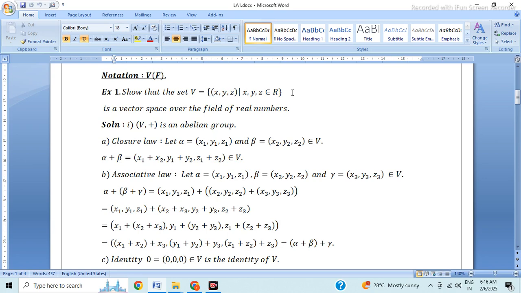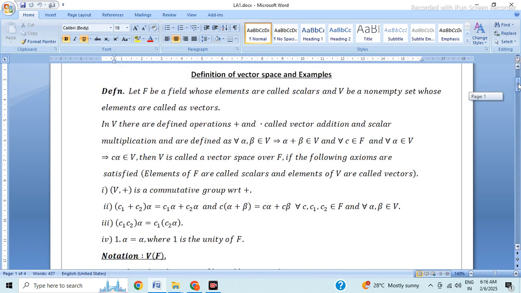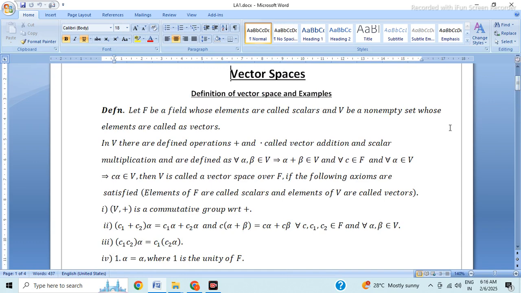Okay, then just remember that definition. First, F is a field. Then V is a non-empty set. The elements of F are called scalars. Elements of V are called vectors. Then V is said to be a vector space if, first, we define two operations in V: the first one is vector addition, and the second one is scalar multiplication.